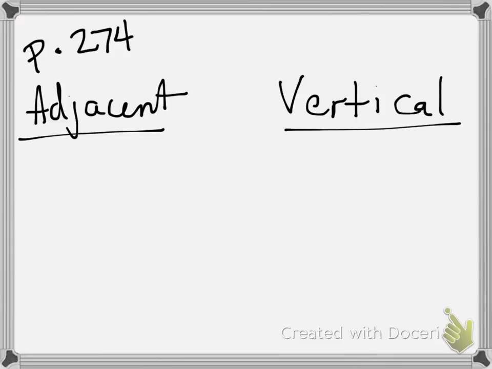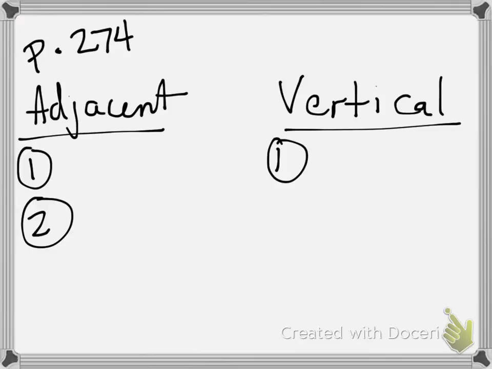So let's call this 1 and 2, and 1 and 2. So they want 2 pairs of adjacent angles. Excuse me, 2 pairs. So that just means 2 angles. So we just need 1 adjacent and 1 vertical. Sorry about that.